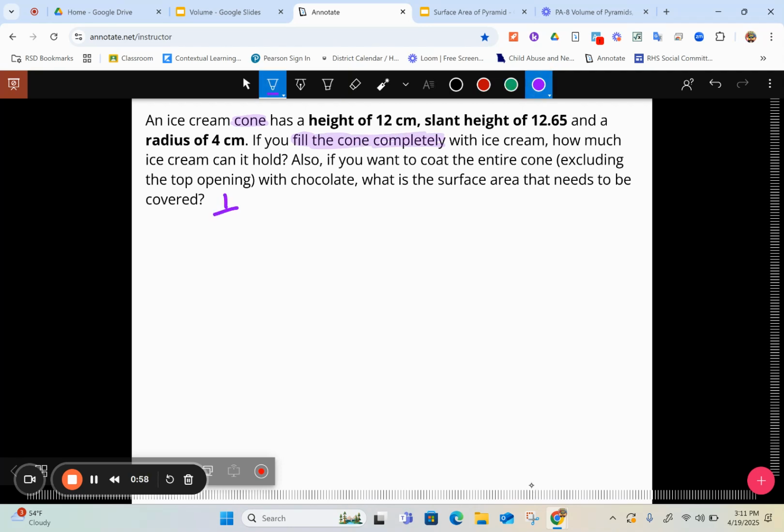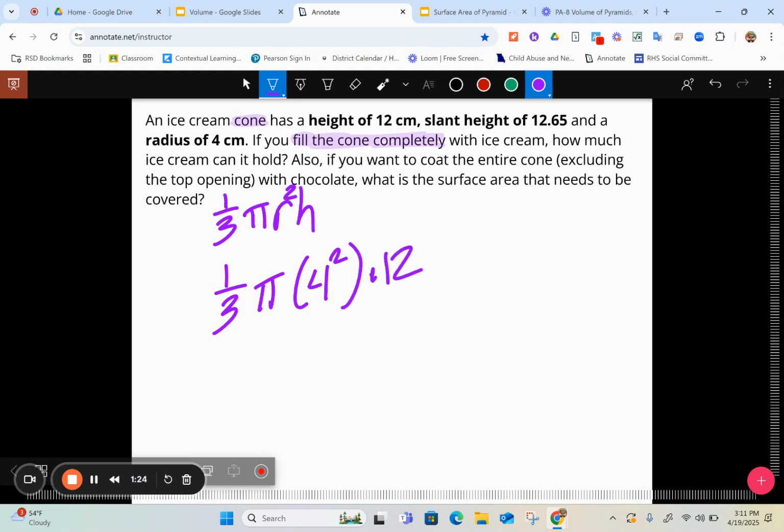So that means we're going to use 1/3 pi r squared h. Here's our height, there's our h. Slant height is going to show up for surface area. And the radius of 4, so that's our r. So we're going to have 1/3 pi 4 squared times, and this time we want to use 12.